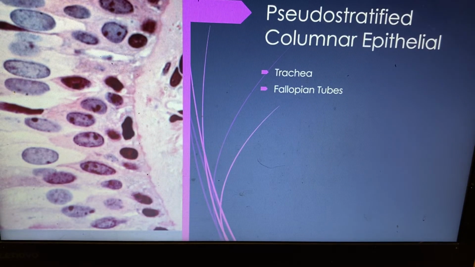Pseudostratified columnar epithelial cells are a clustered single layer of cells. They look stratified but are not, again, a single layer. They have cilia on their exposed surface, which work together to keep debris moving in the lungs and eggs in the reproductive tract moving towards their intended destination. They can be found in the trachea and fallopian tubes.